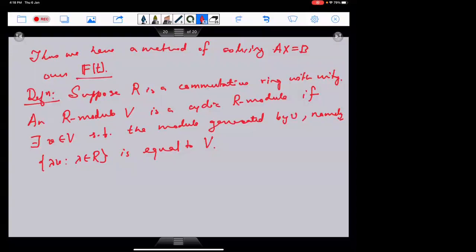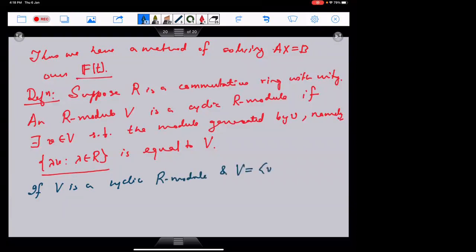So what we have said: an R module V is a cyclic R module if there exists a v in capital V such that the module generated by small v, namely this, is exactly V. So if V is a cyclic R module and V is equal to the module generated by v, I am using this notation as module generated, like ideal generated we have learned. More generally, module generated by v1, v2, ..., vn. This kind of thing we have seen before.